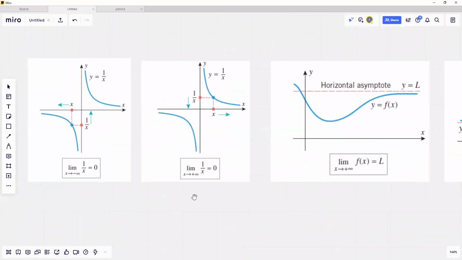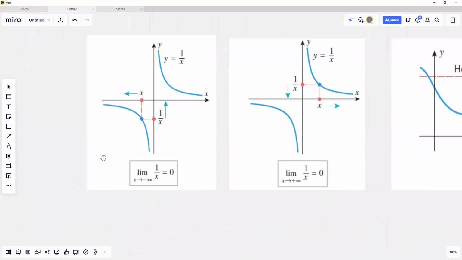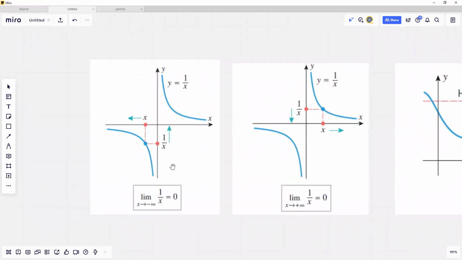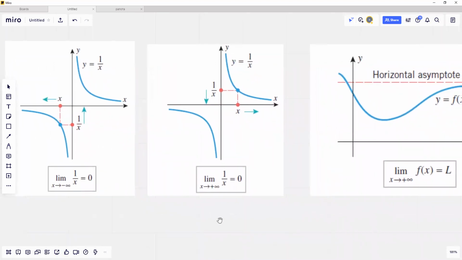All right, here are several examples. In the first graph here, we see a plot of 1 over x. If we take the limit as x goes to minus infinity of 1 over x, basically, if we scroll the values of x along the x-axis towards minus infinity, values of y are going to get closer and closer to y equal to 0. So that limit is equal to 0.